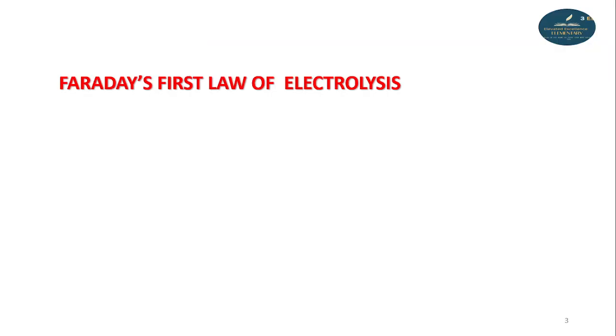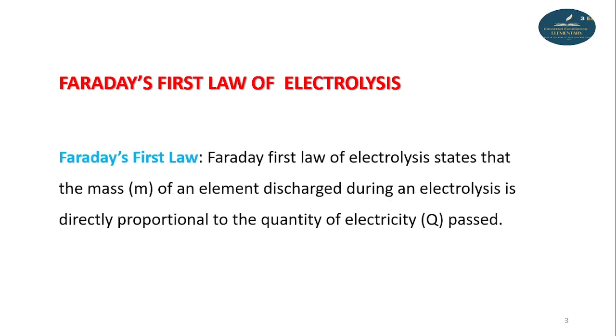So, what is Faraday's first law of electrolysis? Faraday's first law of electrolysis states that the mass of an element discharged during an electrolysis is directly proportional to the quantity of electricity passed. Again, the mass of an element discharged during an electrolysis is directly proportional to the quantity of electricity passed.